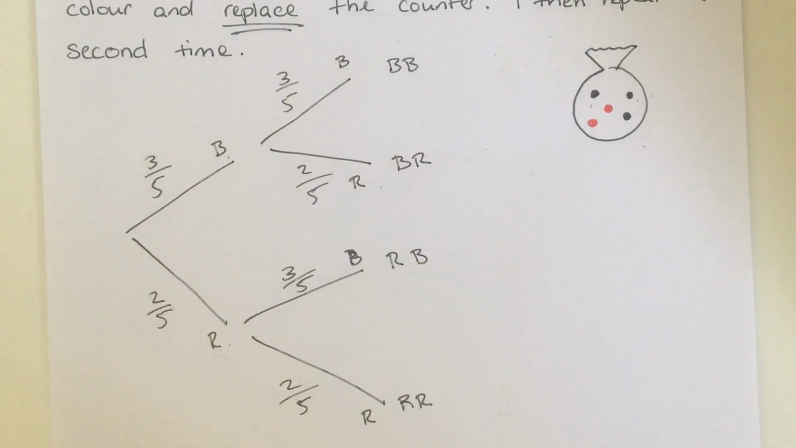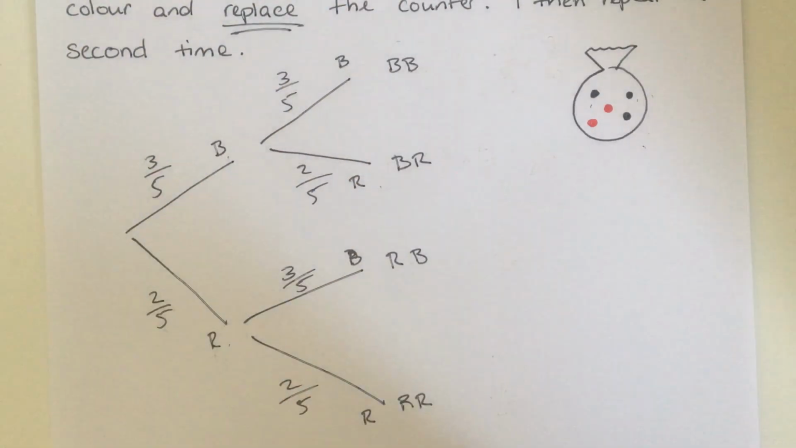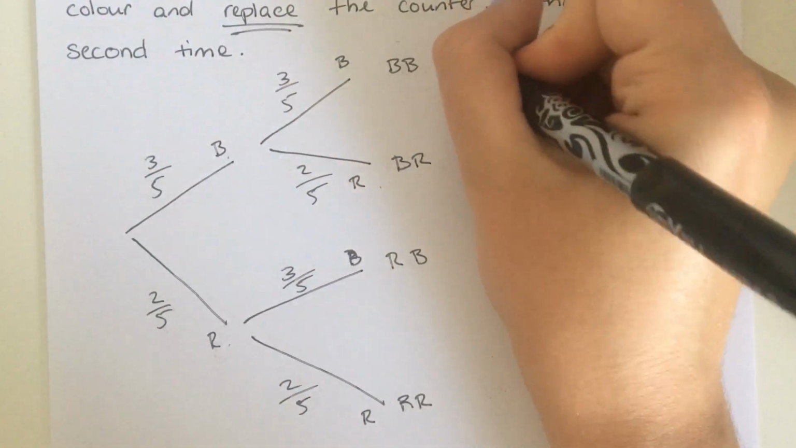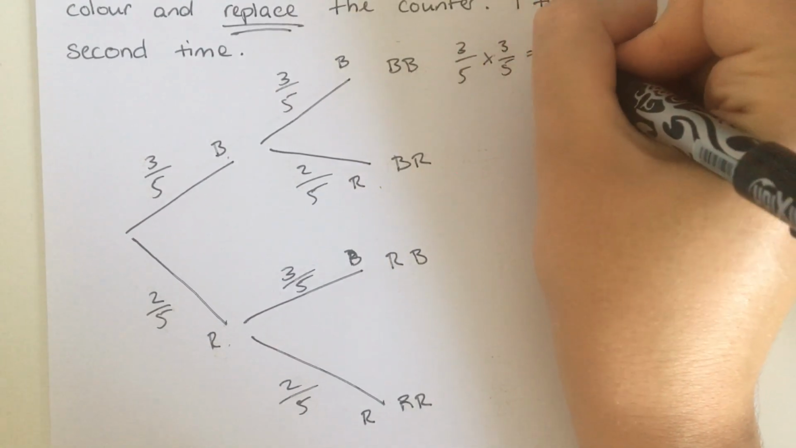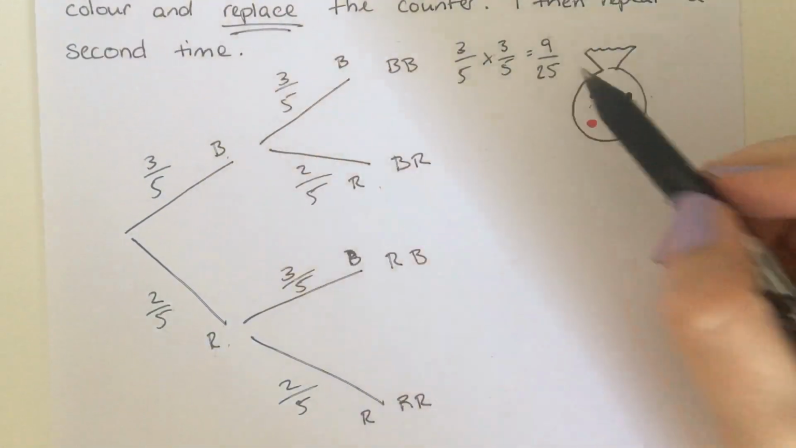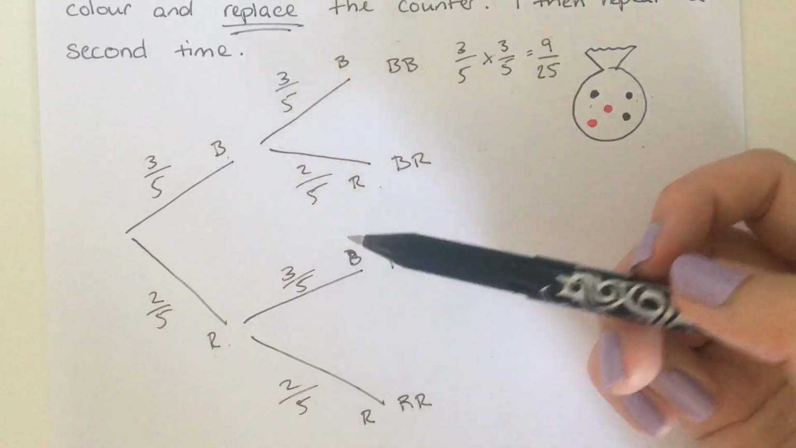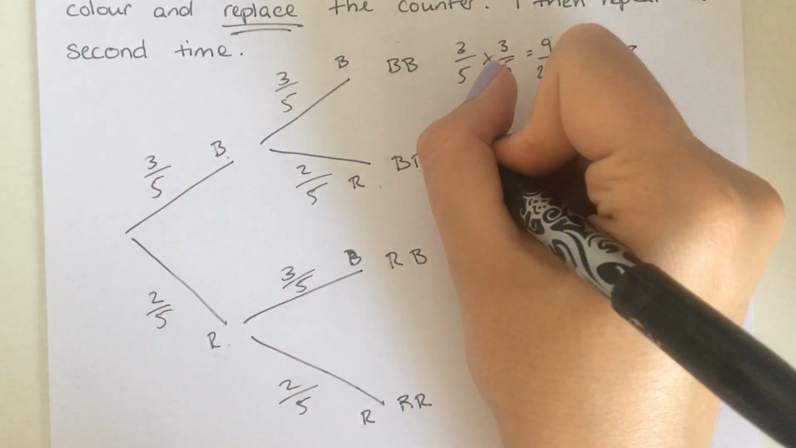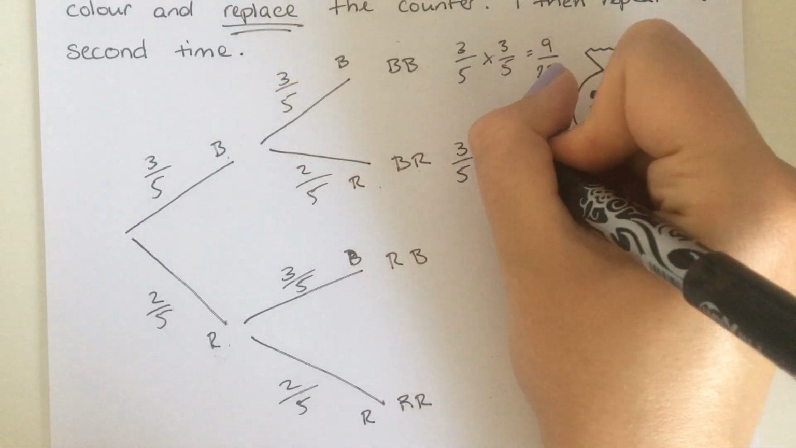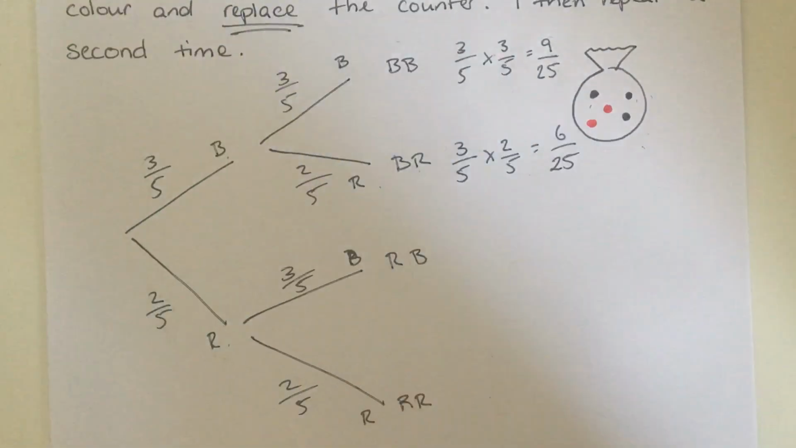That's always how we work out the probability that one event happens, and then another event happens as well: you multiply these 2 probabilities together. So we've got 3 over 5, multiplied by 3 over 5, gives me 9 over 25. So this is the probability that I select a black counter and then a black counter. And then I want to work out the probability that I select a black counter then a red counter. So 3 over 5 times 2 over 5. So that's 6 over 25.